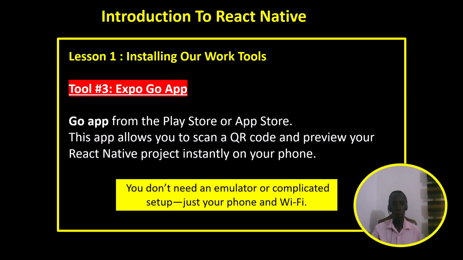Alright, so the third tool is the Expo Go app. This app is on Play Store and App Store. Its work is to help us to preview our project. It helps us to preview our mobile app on our mobile phones. It gives us a QR code that we will scan with our mobile phone, and then we'll be able to preview the mobile app on our phone from our computer. We are coding on our laptop or our computer, and then we can preview it on our phones.